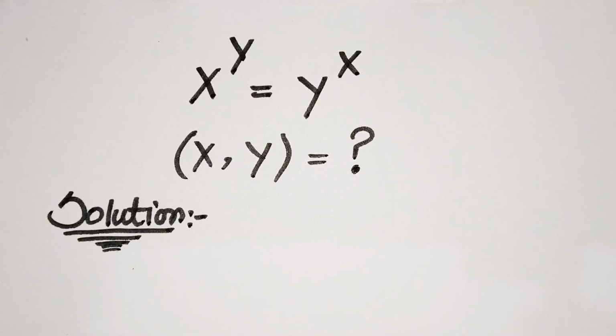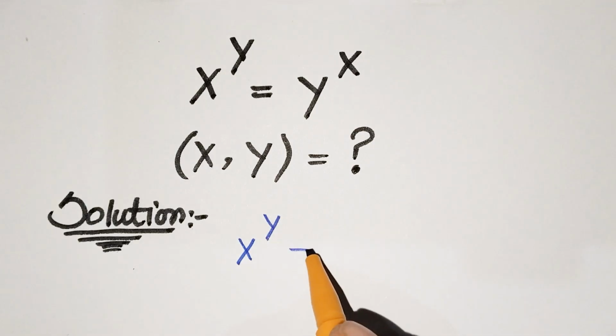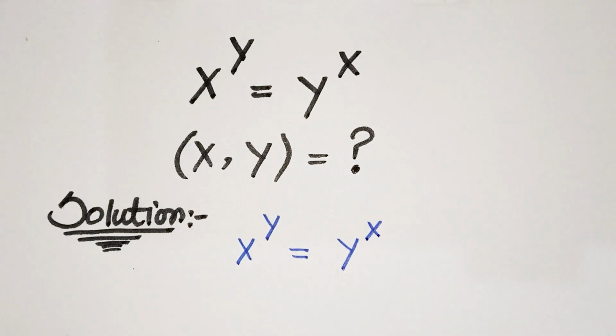So we have a nice question today, which is x raised to power y is equal to y raised to the power x. And now we have to find the value of x and y here. So first of all, we are going to write our question, that is x raised to power y is equal to y raised to power x.